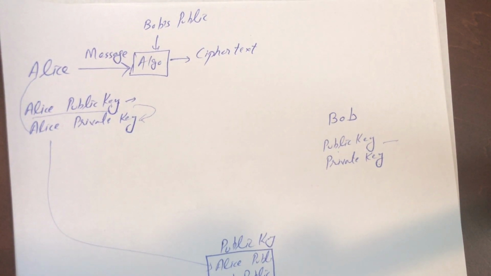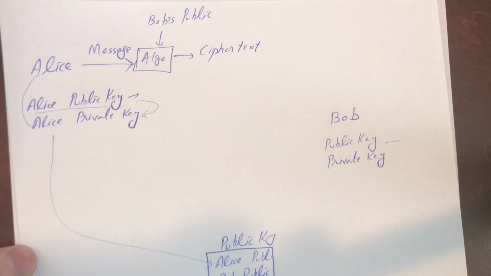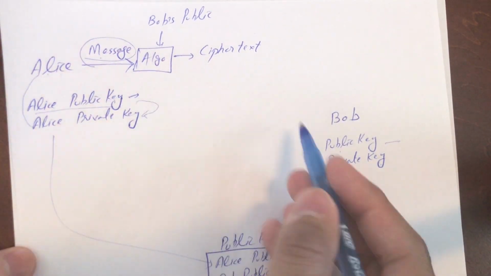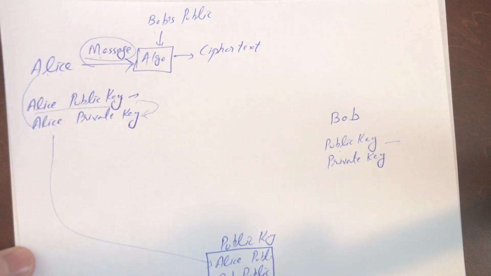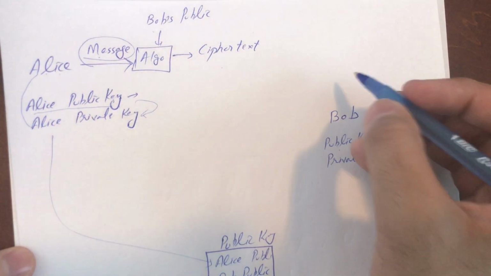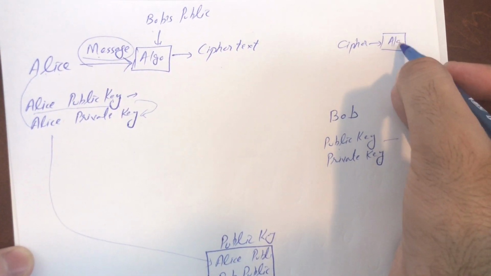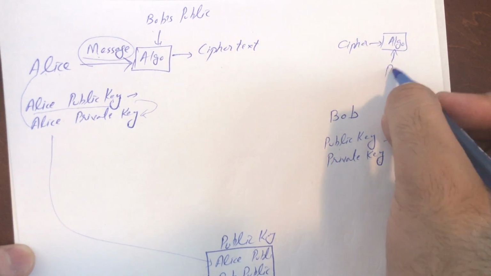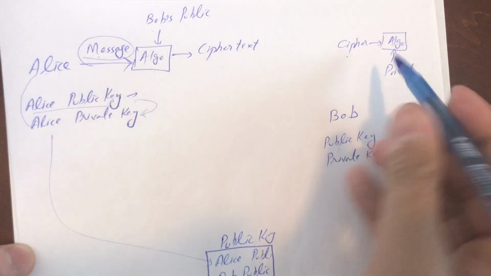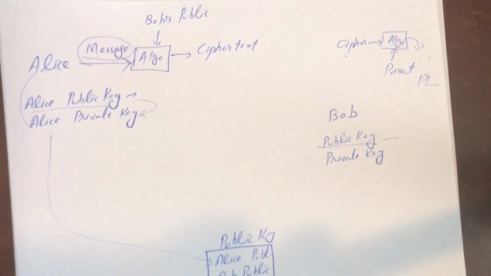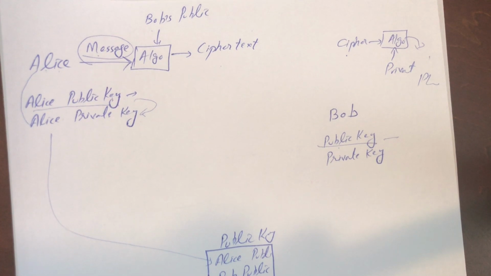That's why if you want to talk to anybody, you can use his public key to encrypt or lock the data. Now Alice wants to send a message to Bob. Alice will use Bob's public key and encrypt the message. When Bob receives the ciphertext, Bob will use the decryption algorithm with his private key, because the message was encrypted using his public key, and he can get the plain text. That's basically how asymmetric encryption looks.